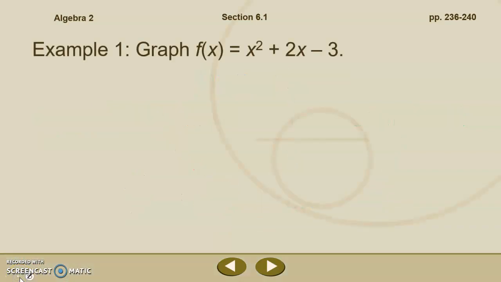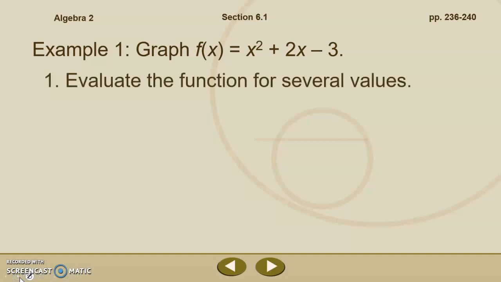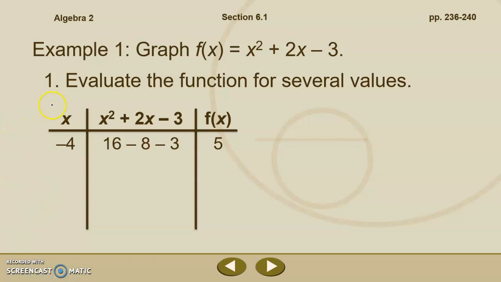Let's take a look at how we would graph a quadratic function. We have f of x equals x squared plus 2x minus 3. The first thing that we want to do is evaluate the function for several values. So we're going to create a chart. We're going to make a list of x's here, plug them into the quadratic function here, and then write our y value, or our f of x value, here.